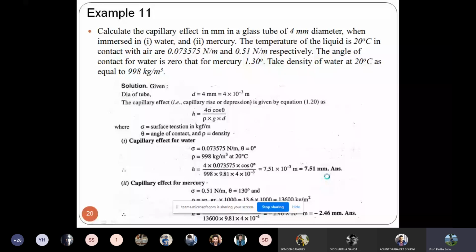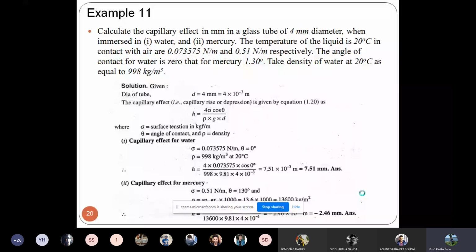I have given this numerical so that you can understand the difference between how water rises in a glass column or glass tube, whereas mercury falls. The reasons are very simple. As I said, the wetting characteristics are different.